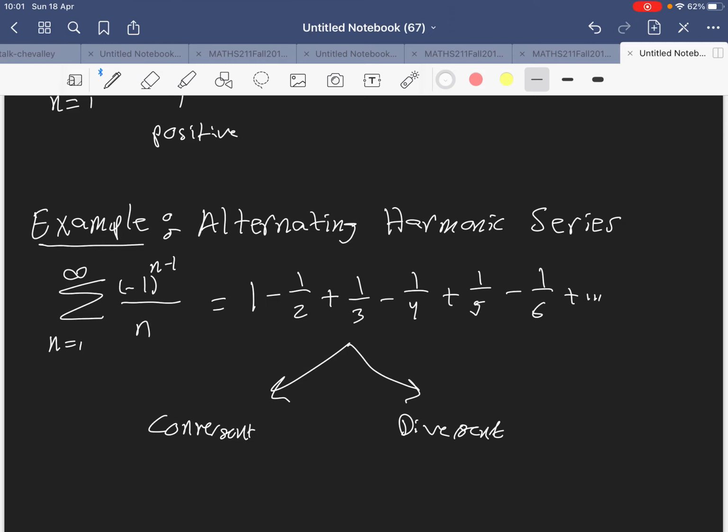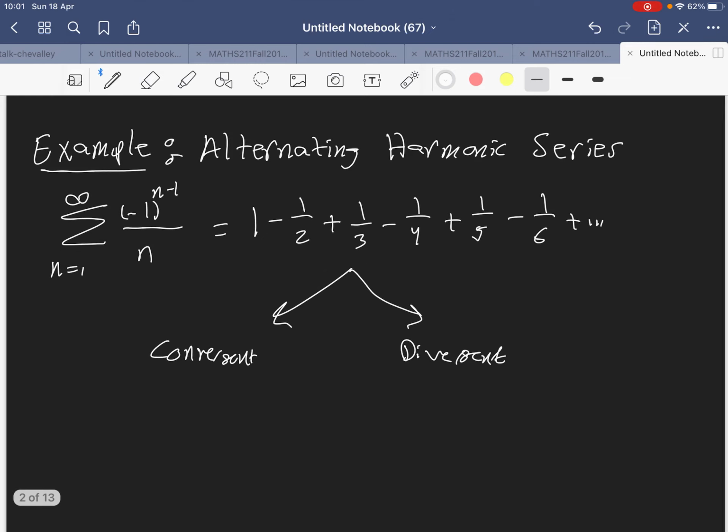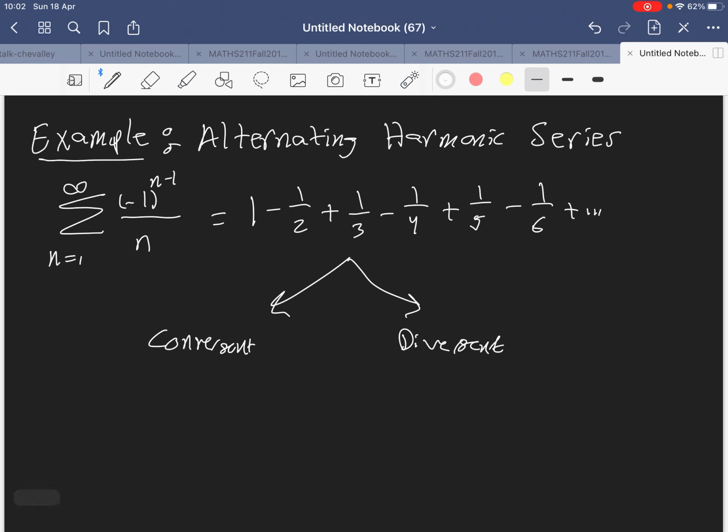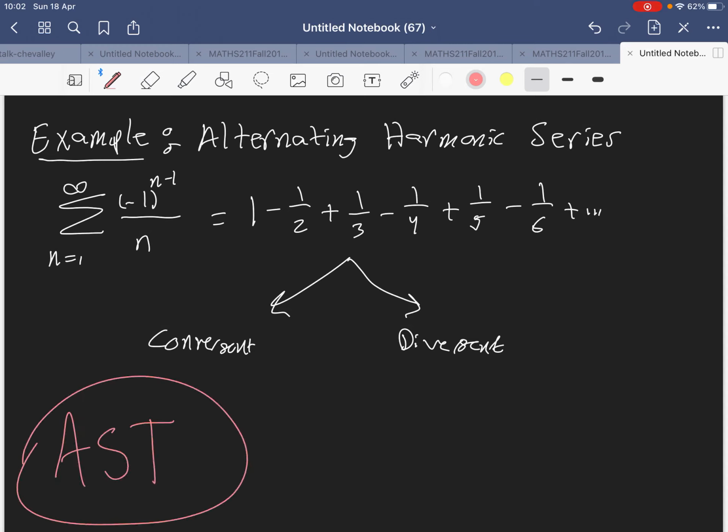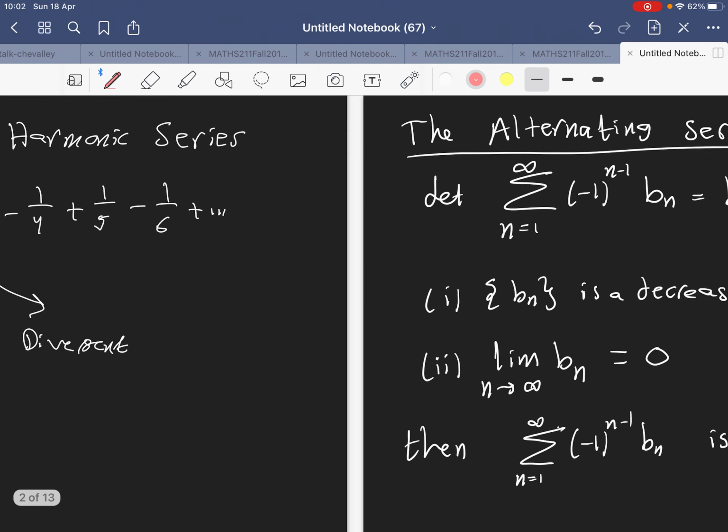Now, in order to find if it's convergent or divergent, we cannot use tests like the comparison test, limit comparison test, or integral test, because those tests were for positive series. This is an alternating series, so we have a special test for it. We call it the alternating series test, AST. A special test, special checking, special steps. It will tell me if the series is convergent. Let me show you this beautiful test.